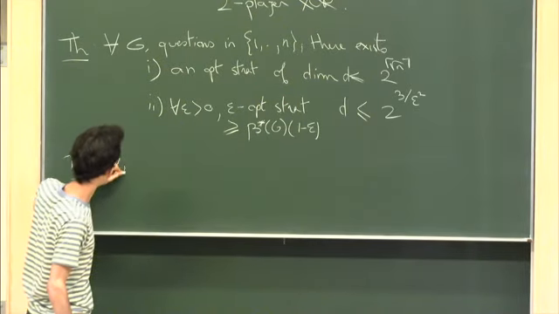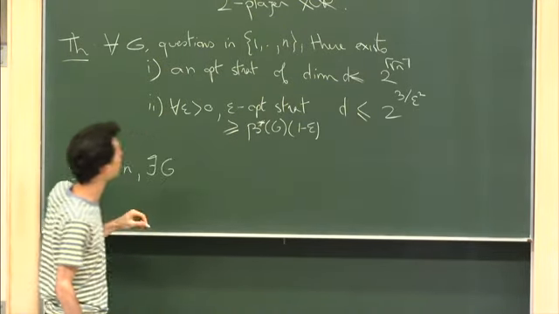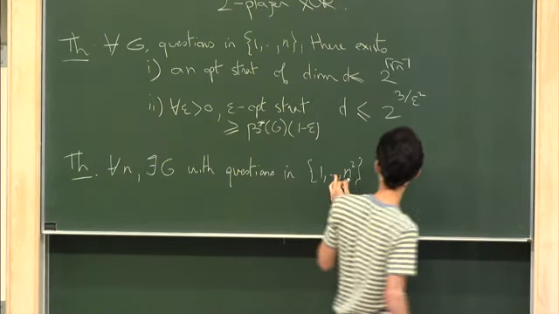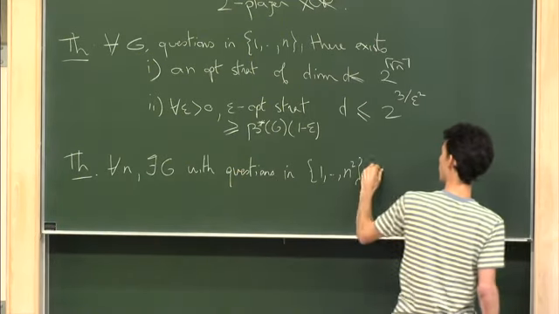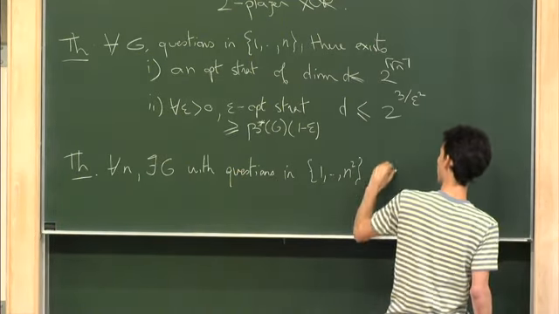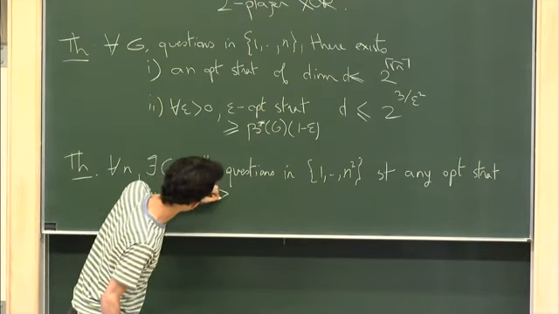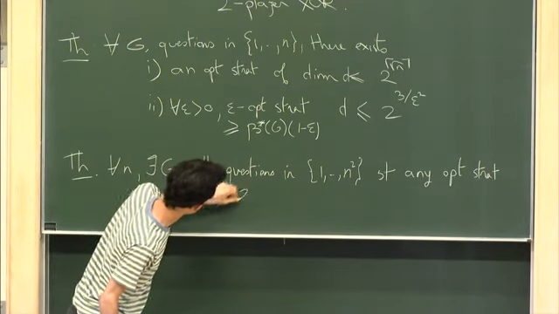For every n, there exists a two-player XOR game G with questions in [n]. So this game will have n squared questions per player, such that any optimal strategy requires dimension D at least 2 to the n.